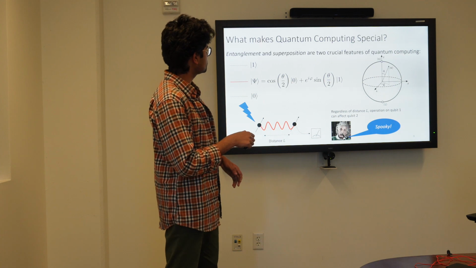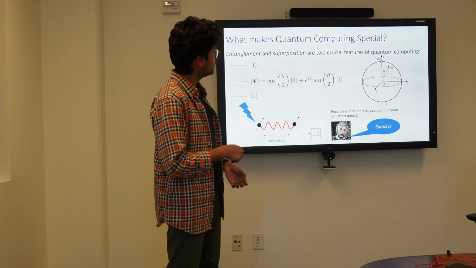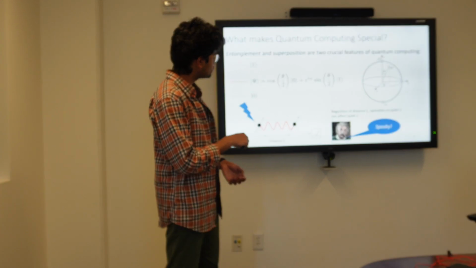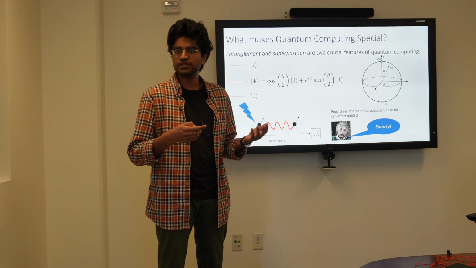So these are the two things that make quantum computing special. Entanglement, the fact that I can act on one qubit and have an effect on another, and superposition, that my individual pieces of information are neither 0 nor 1, but instead some linear combination of the two.